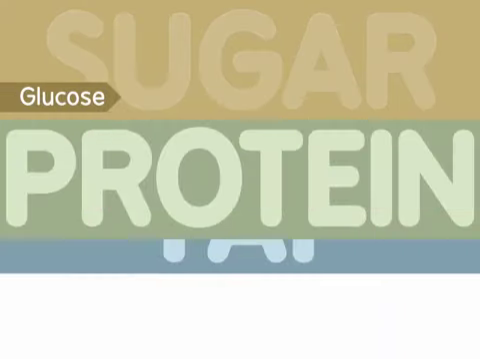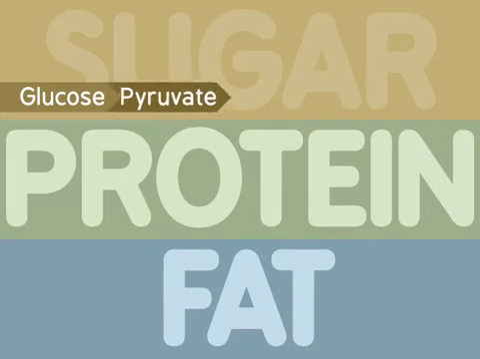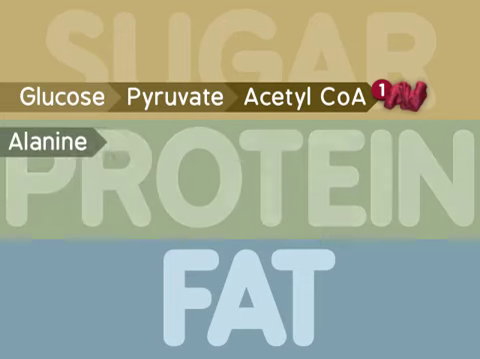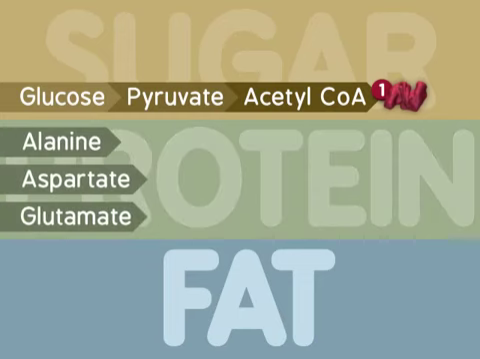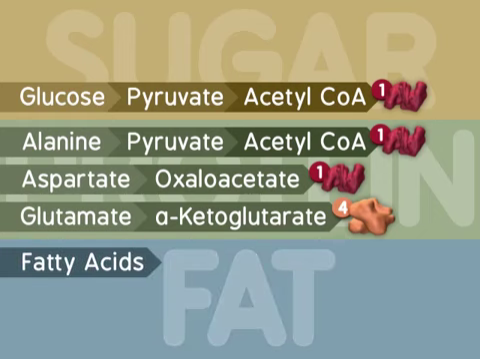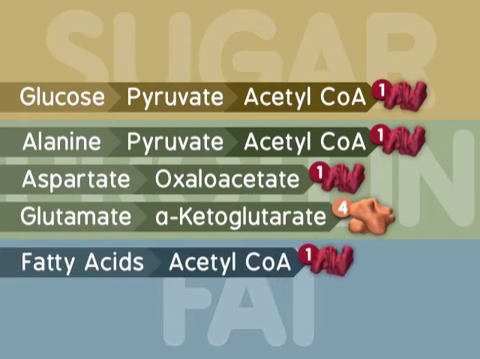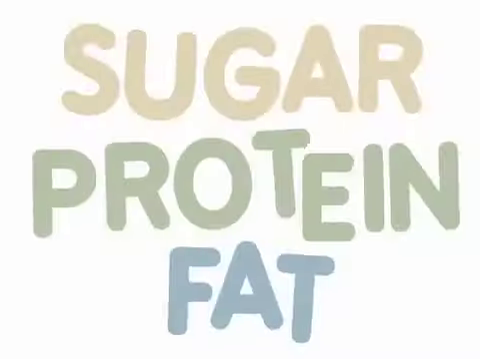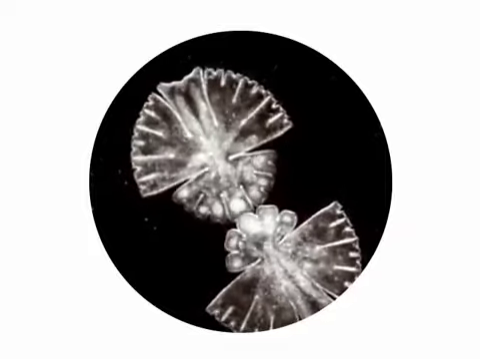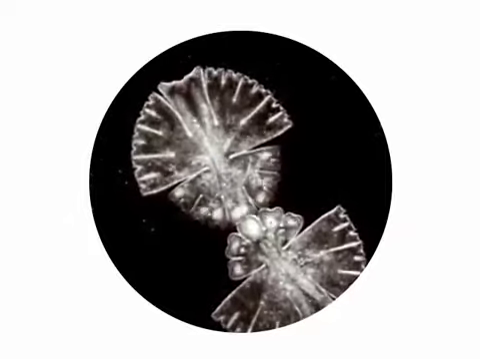In addition to sugars like glucose, proteins and fats can also provide carbon substrates to fuel the citric acid cycle. Proteins can be broken down into individual amino acids such as alanine, aspartate, and glutamate, and converted into intermediates in the cycle. Fatty acids can be broken down into acetyl-CoA, which then begins the citric acid cycle. This metabolism of sugars, proteins, and fats through the citric acid cycle provides the vital energy necessary to maintain many cellular processes.